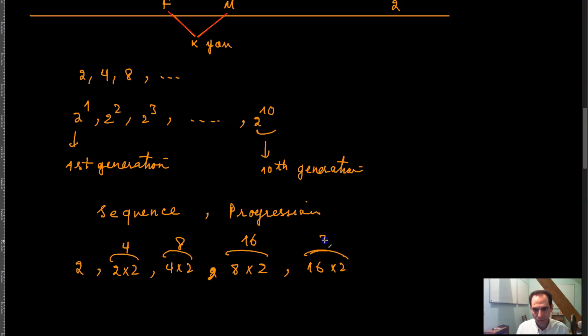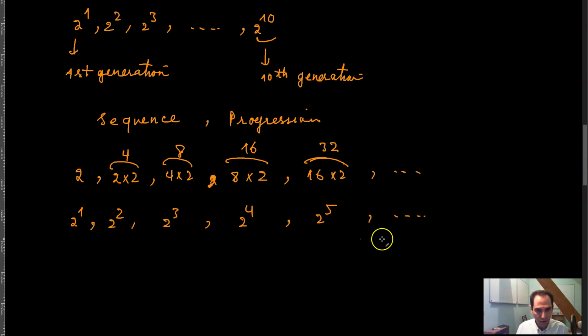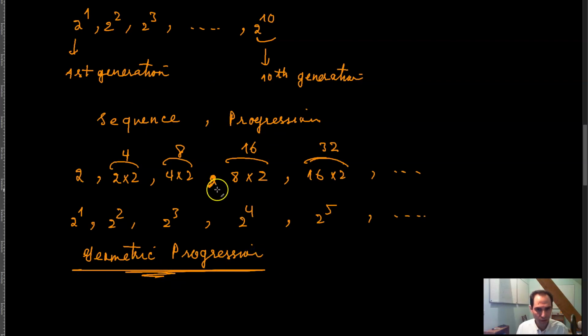And of course, it follows the same pattern here, meaning that you can write this as 2 raised to the power 1, 2 raised to the power 2, 2 raised to the power 3, 2 raised to the power 4, and 2 raised to the power 5, and so on and so forth, right? So this is basically called the geometric progression. This is in mathematics called a geometric progression. But we will find out more about this as we go along in this chapter.